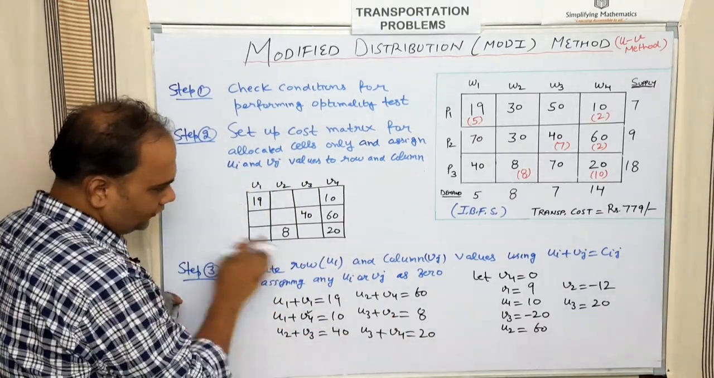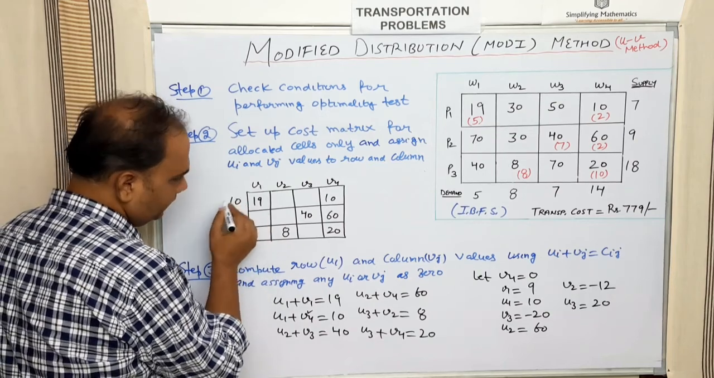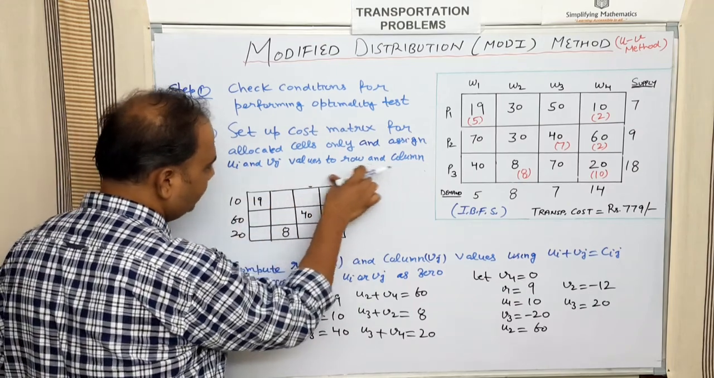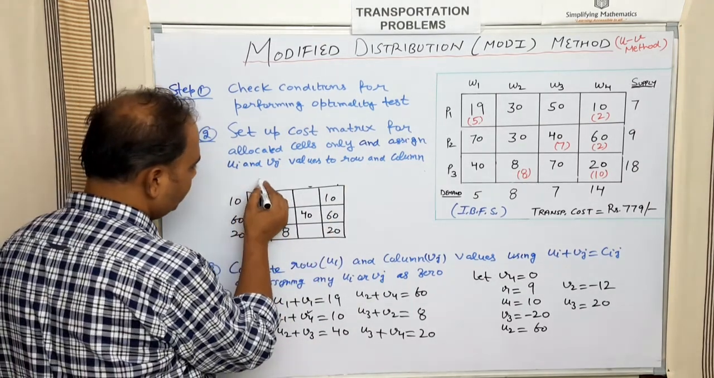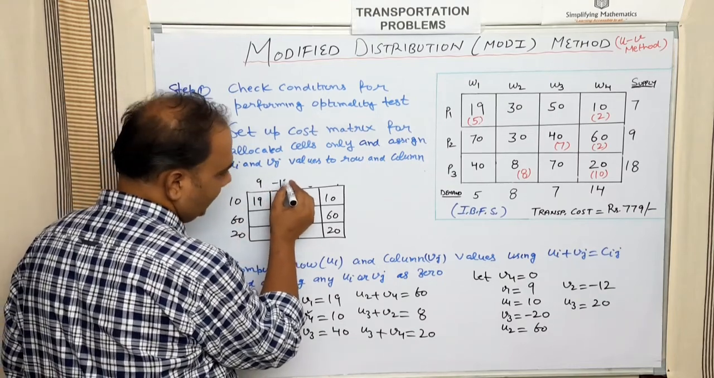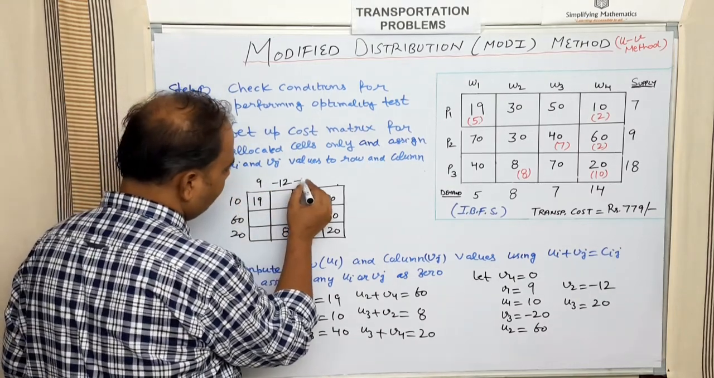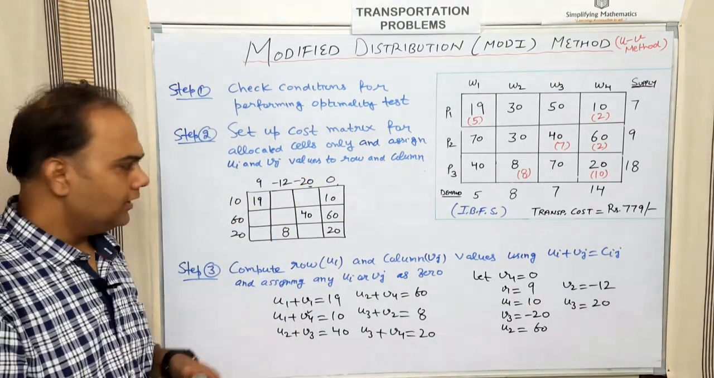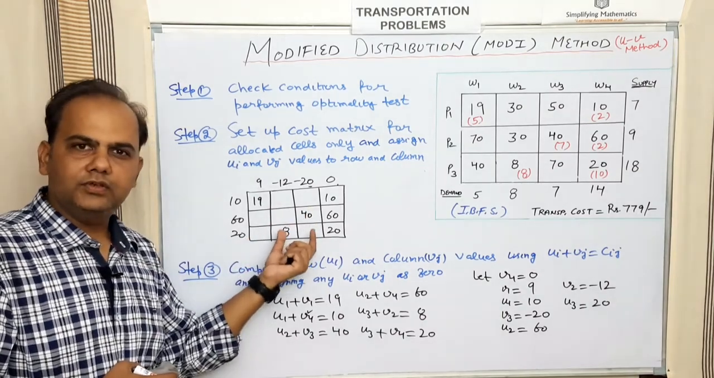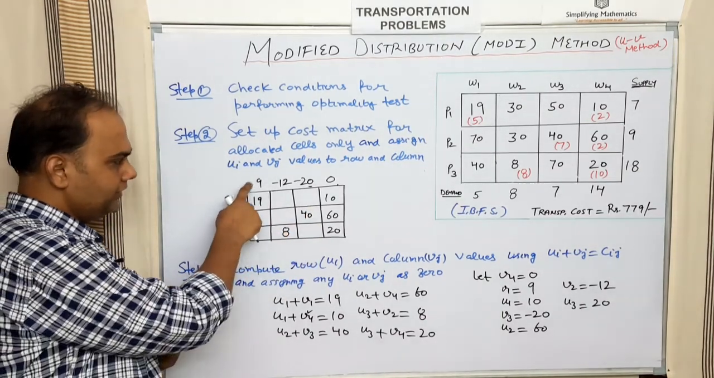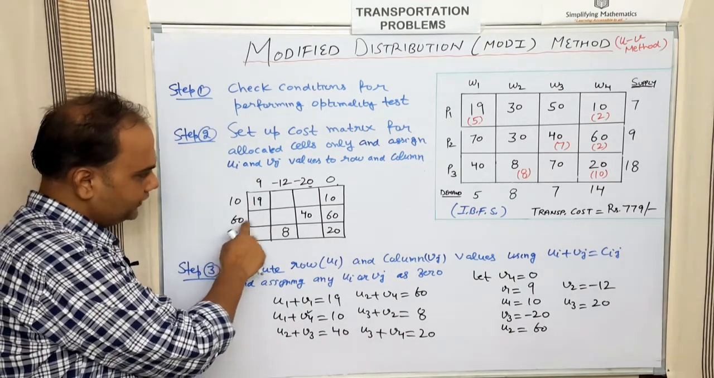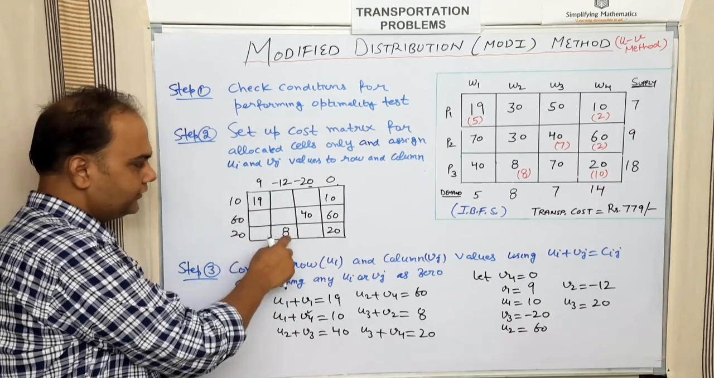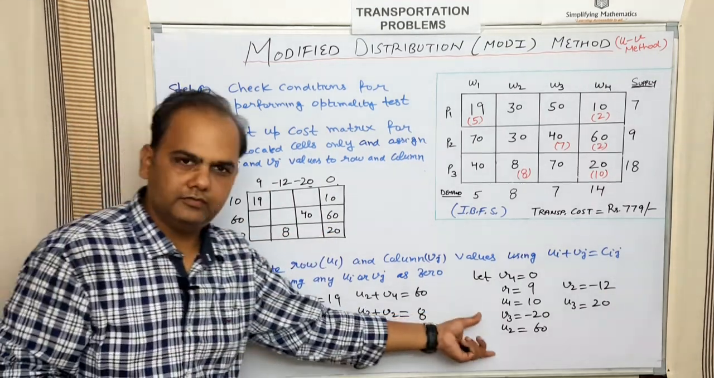Now if you look at u1, so what is u1? So u1 is 10, u2 is 60, u3 is 20. So similarly you put all the values for v1. Now v1 is what? 9, v2 is minus 12, v3 is minus 20 and v4 is 0. So clear? Now if you want to check whether these values are correct, you simply add. 10 plus 9 is 19. 60 plus minus 20, 40. 60 plus 0, 60. 20 plus minus 12, 8. So this means these values are correct.